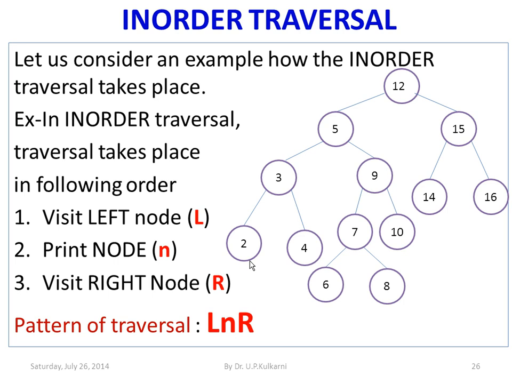Now consider that we have a tree which looks like this. In the in-order traversal, the order in which we traverse is: visit the left of the node, then print the node N, then visit the right of the node. The pattern of traversal is L N R. So we'll try to see this one.